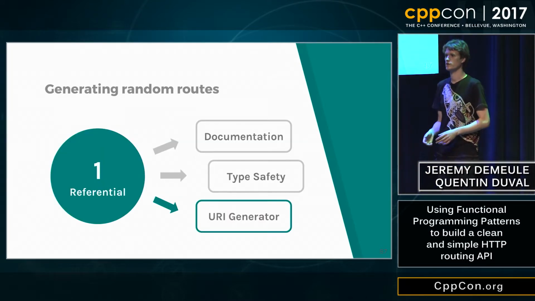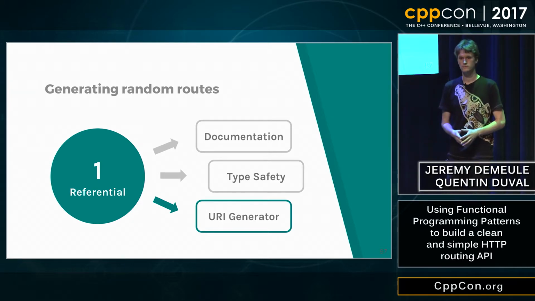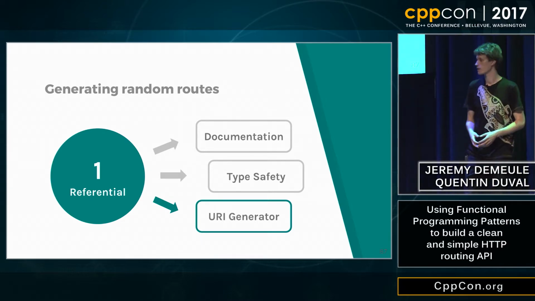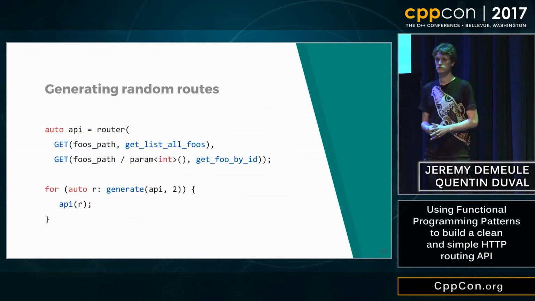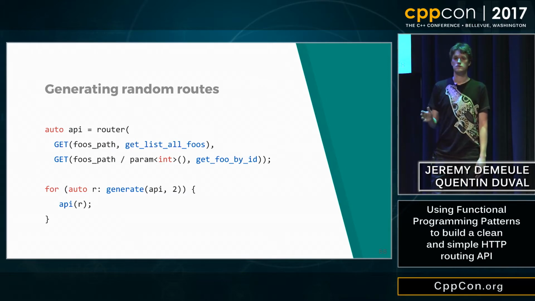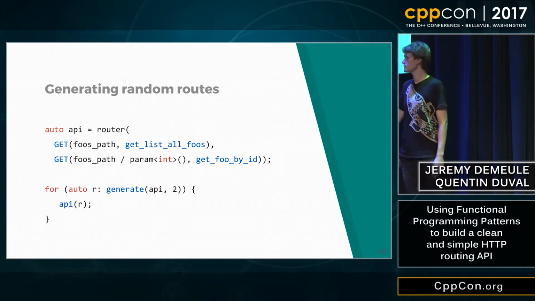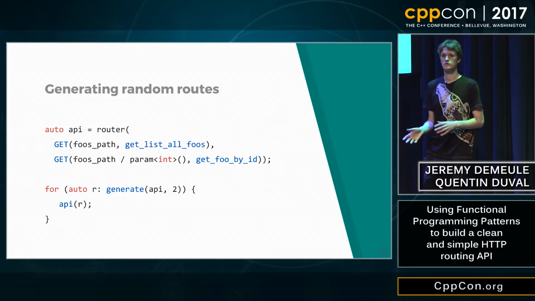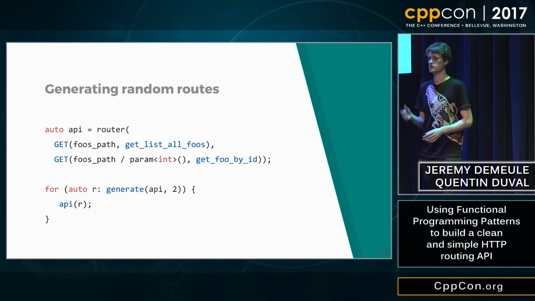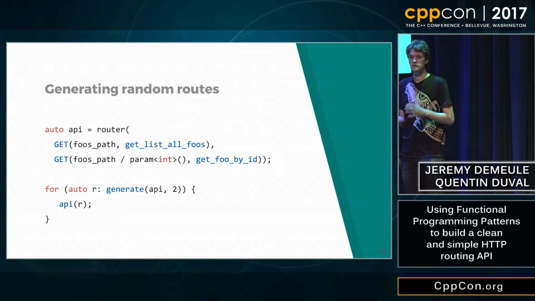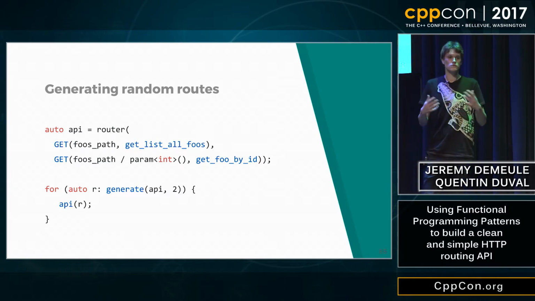One of the things that we found really useful was random generation. So what do we mean by that, and why would it be useful? So here we have a sample code in which we have a router with two routes, and what we can do is implement pretty simply a generate function, ask to generate two random routes, and feed them back into the API. If we do that, we are able to do something like fuzz testing, for instance. We can check that our router will accept all the routes which should be accepted.